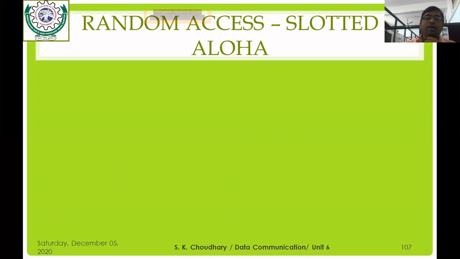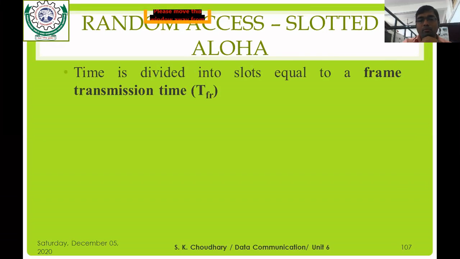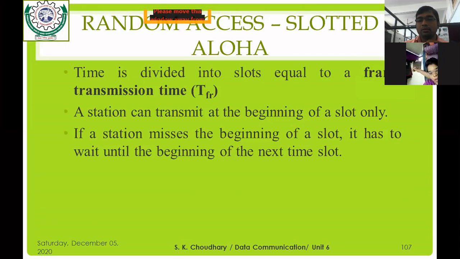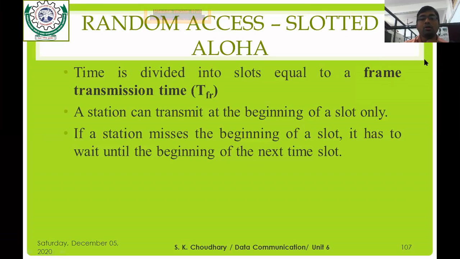So the collision problem we faced in pure Aloha can be overcome a little bit with the help of another method, called slotted Aloha. Time is here divided into slots equal to the frame transmission time. A station can transmit at the beginning of a slot only, not at any time like in pure Aloha. It has to send only at the beginning of the slot.